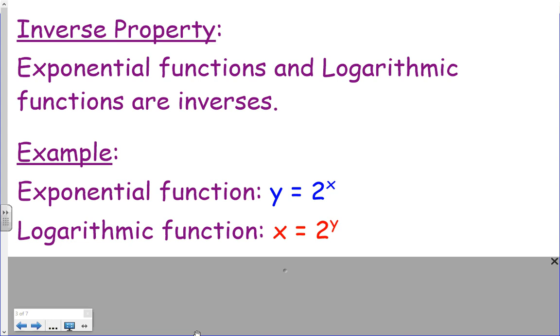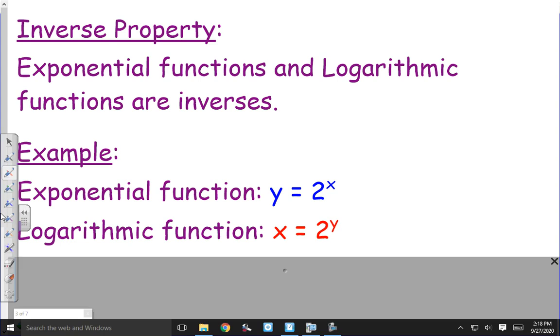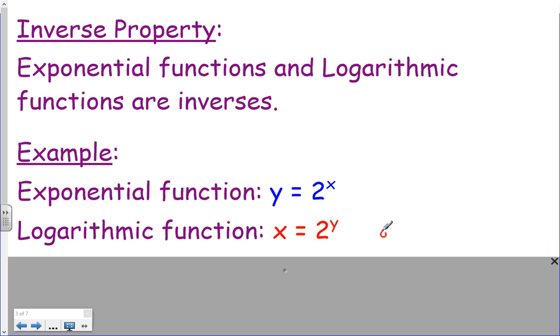And if you swap your x's and y's in this case, you'd end up with x is equal to 2 to the y, which you might not recognize as a logarithmic function. But if you go back to our definition of a logarithm, remember there's two ways to write this. We say that y is equal to log base b of x, or that x is equal to b to the y. That's what we have here. I could also write this as y is equal to the log base 2 of x.